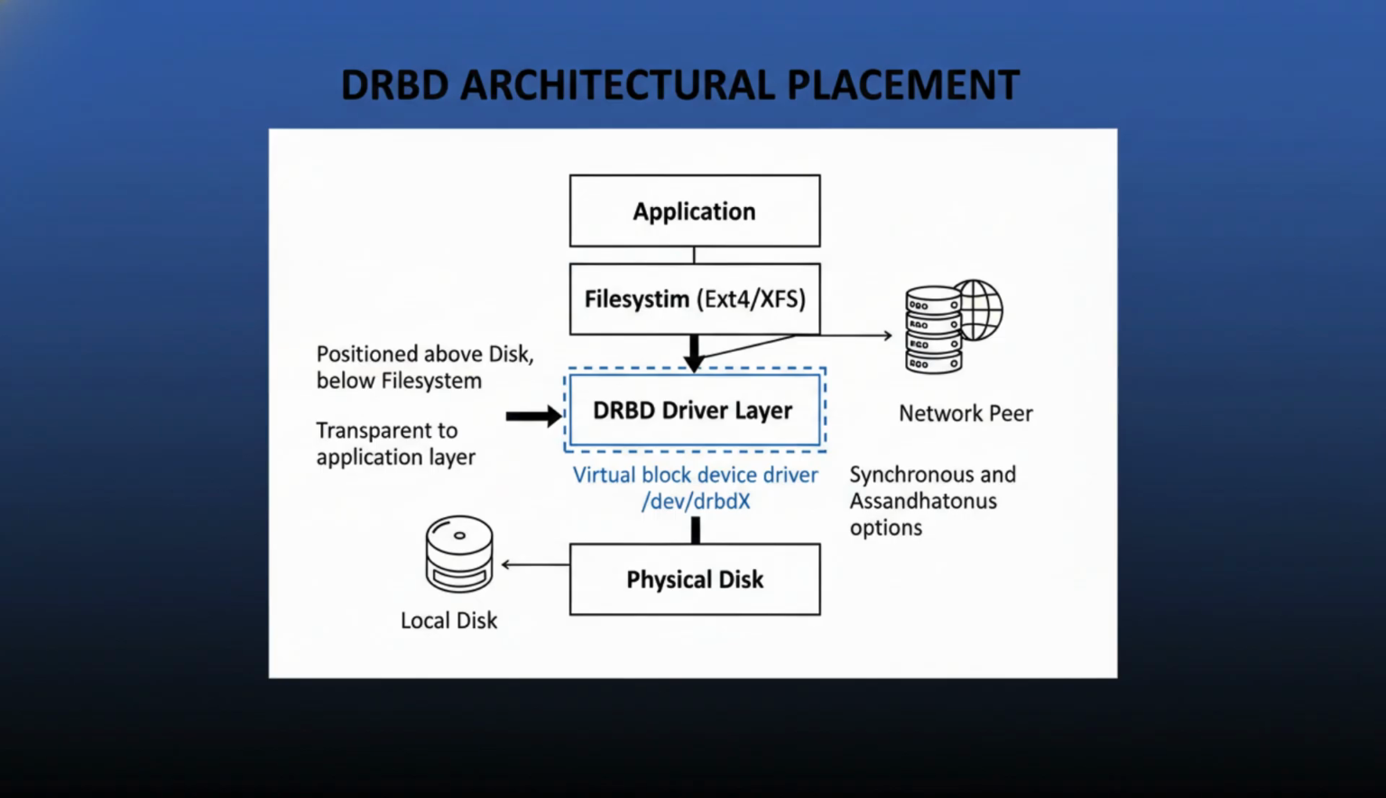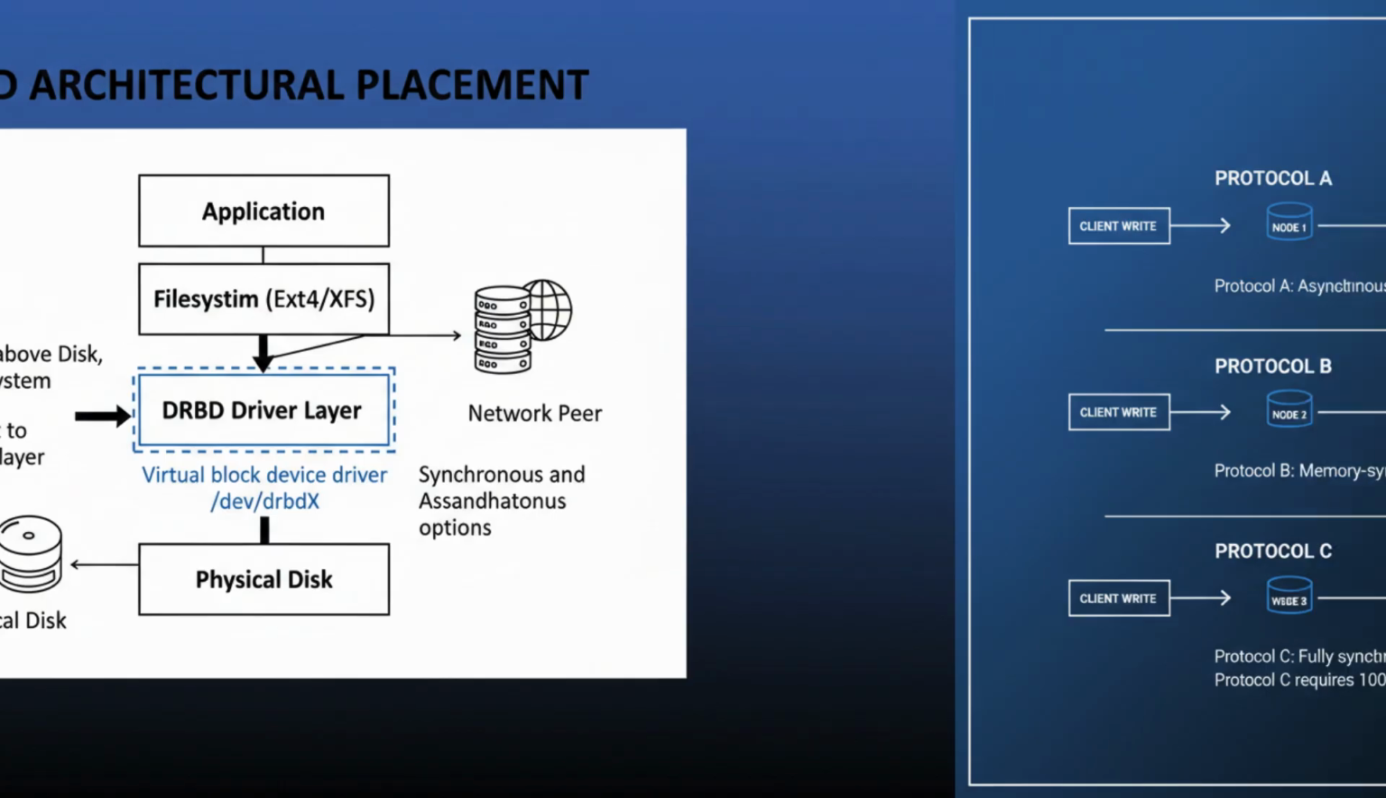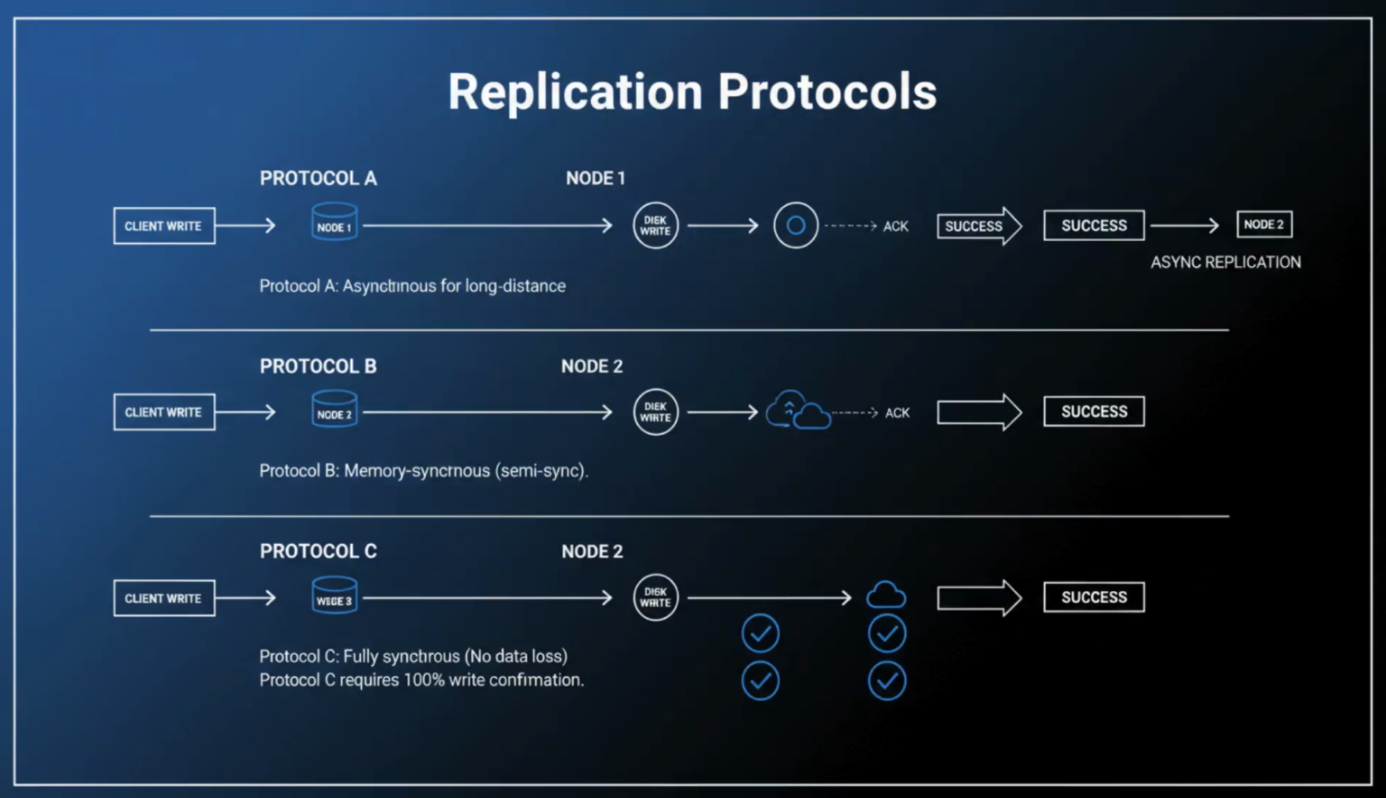This allows it to be completely transparent to the file system, whether you are using ext4, XFS, or even block-level applications like database engines. Data integrity versus performance is the classic trade-off, and DRBD manages this through three primary protocols. Protocol A is asynchronous. The write is considered complete once it hits the local disk and the local network buffer. This is ideal for long-distance disaster recovery.